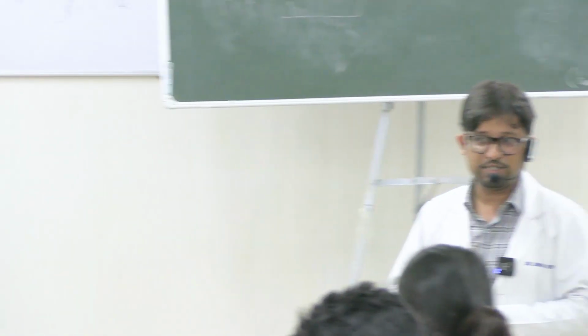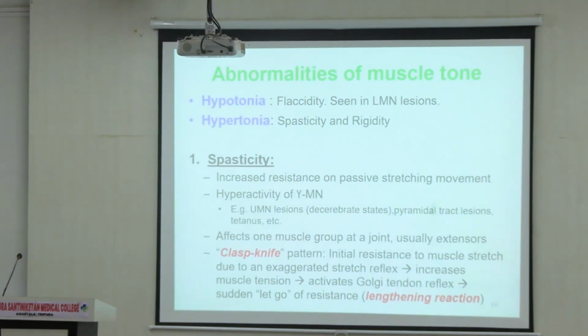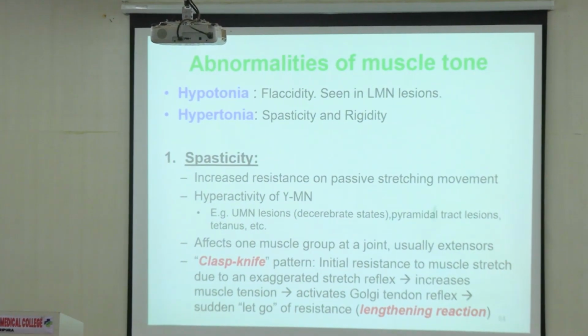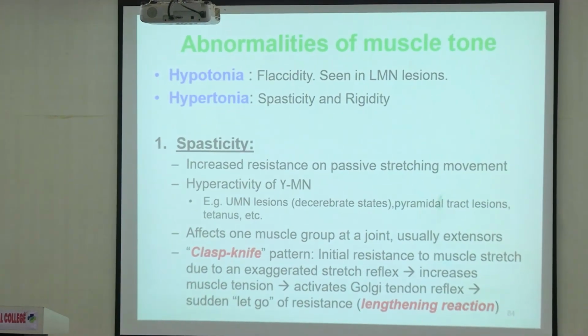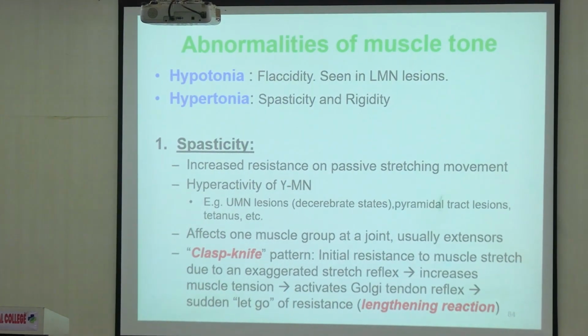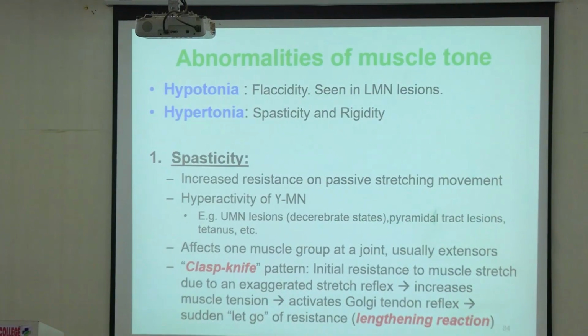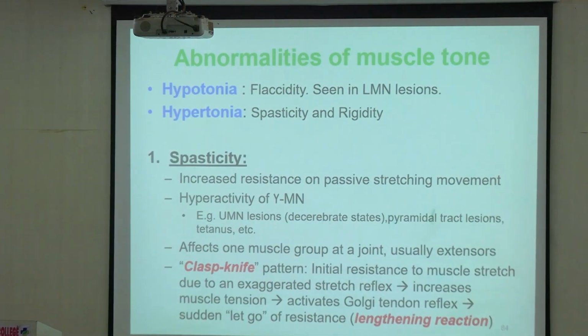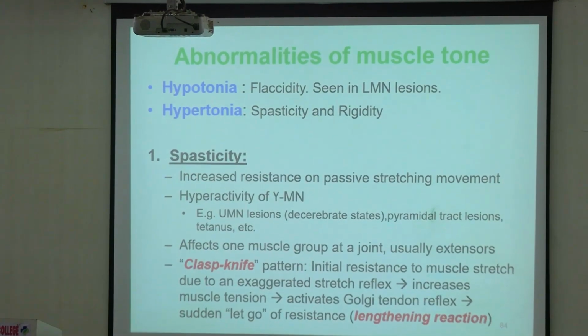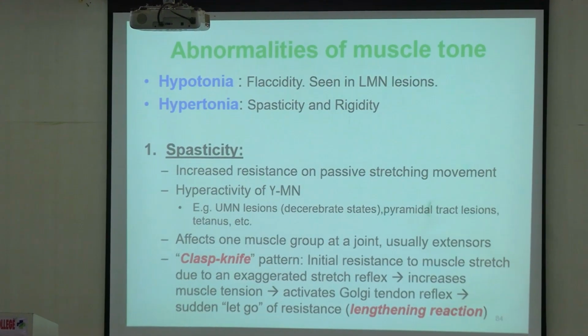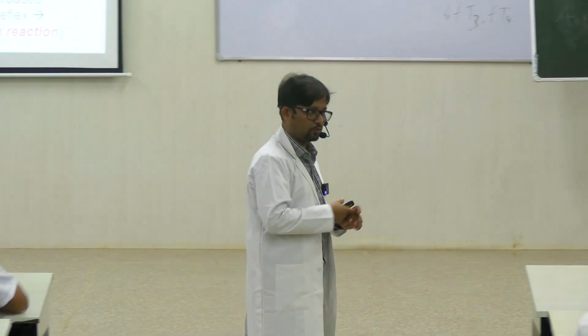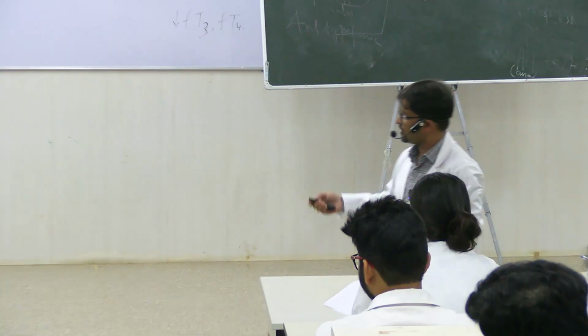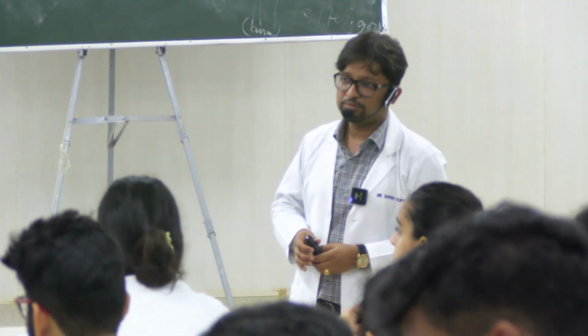Okay, now abnormalities of muscle tone, two extremes as I said, is hypotonia and hypertonia. Hypotonia is also called flaccidity, right? And hypertonia, there are two ways it manifests: spasticity and rigidity, right? In both of these two conditions, the muscle becomes hard in the sense that if you try to stretch the muscle, it will give you a lot of resistance in this process. So this is what happens in hypertonia. Flaccidity, as you see, is seen in lower motor neuron lesions.